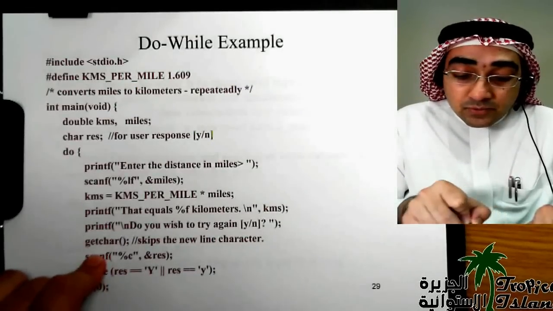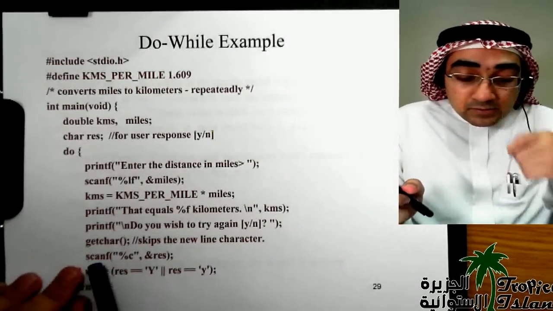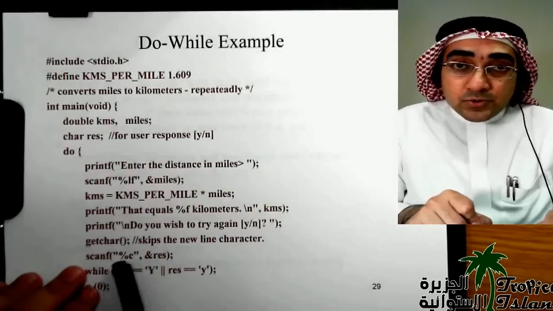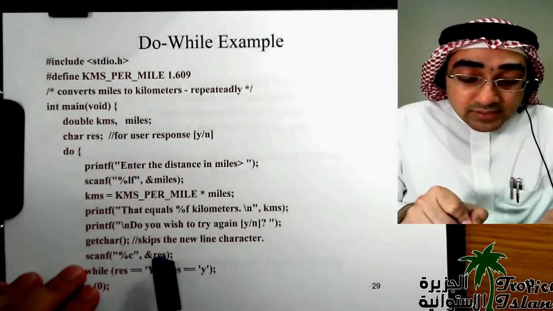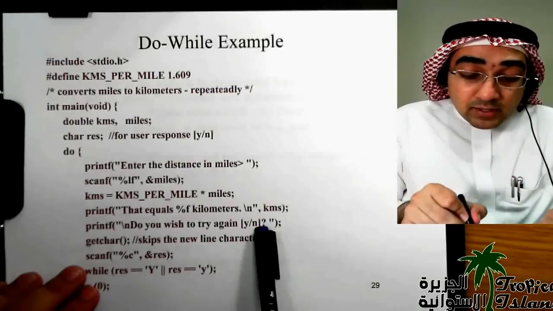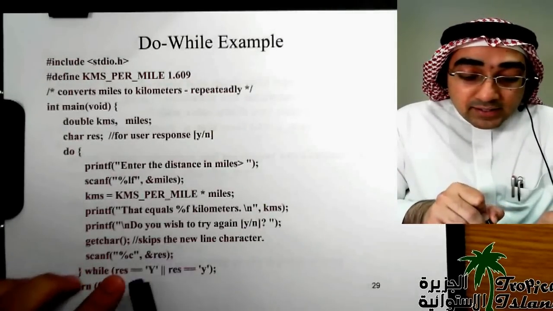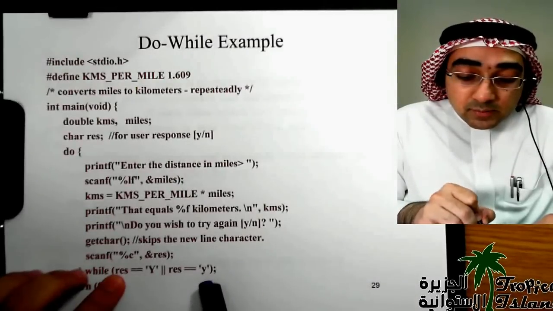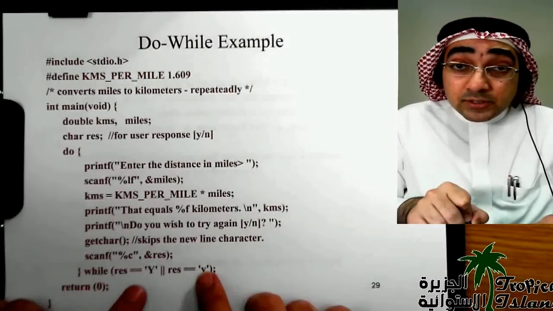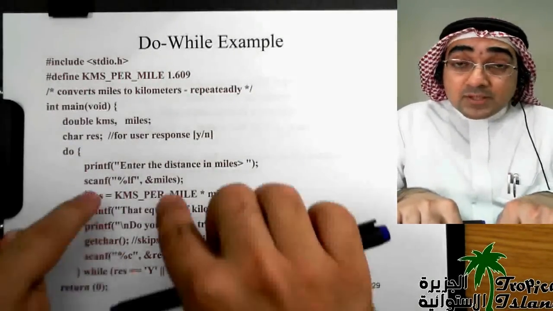This is for skipping the new line character, which is in the buffer, and then you read a character from the user. When you read this character, it is either going to be yes or no, and you say while res, so the value that you have read, is a capital Y or a small y. This value is equivalent, so double equal sign and double equal sign. If one of these two values has been entered by the user, that means he wants to repeat again.